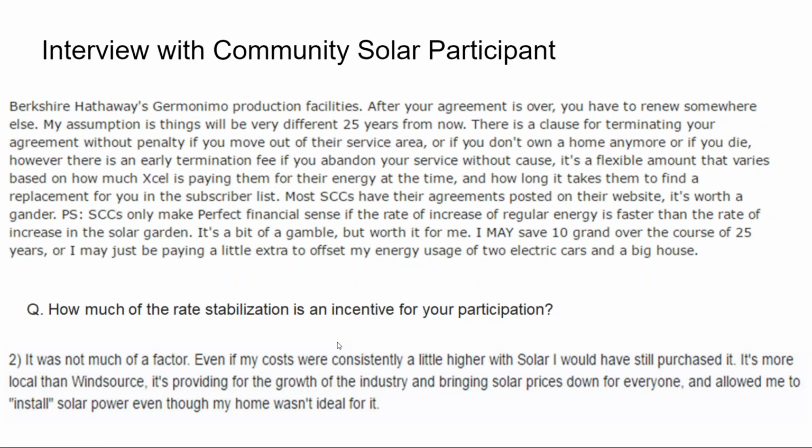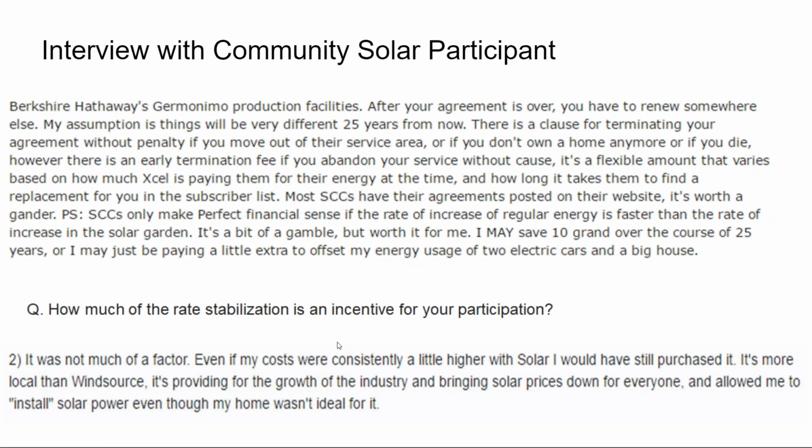I talked to a customer on this program to say, why are you a community solar participant? And he says, okay, well, it's a 25-year agreement, but if you move, you can get out of it. So you're only trapped in the agreement if you stay there. And there is a termination fee depending on if the utility is going to lose money by you getting out of the contract, where they'll try and replace you on the list.